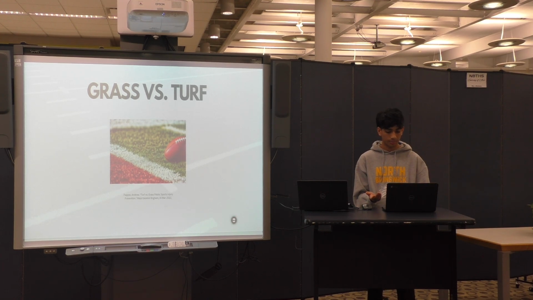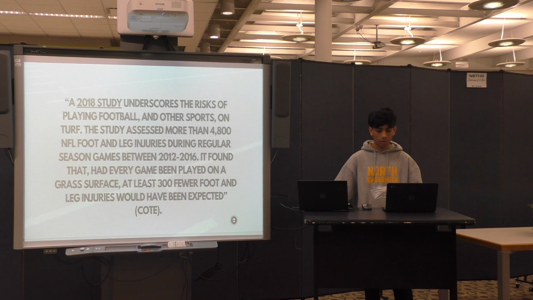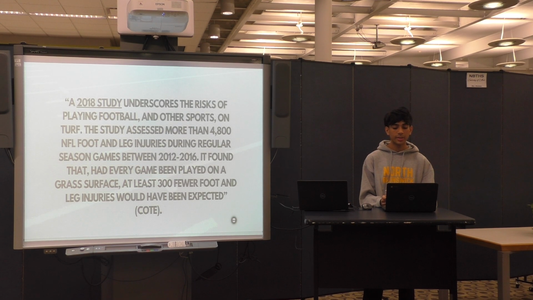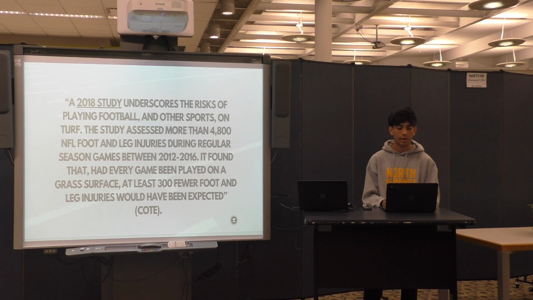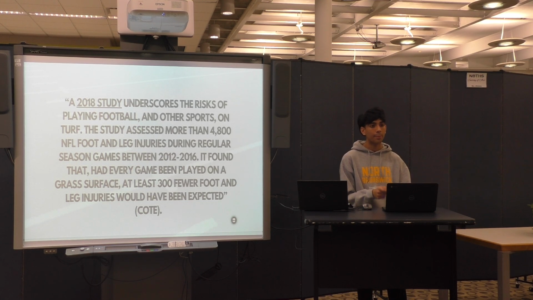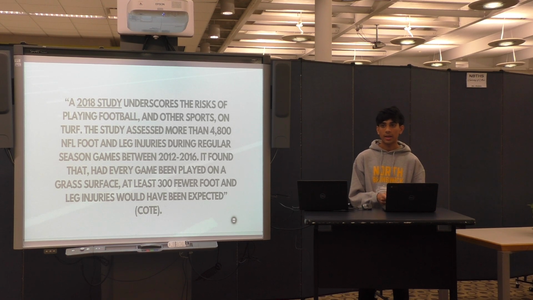It's also been shown from this source that a 2018 study that assessed more than 4,800 NFL foot and leg injuries between regular season games from 2012 to 2016 found that at least 300 fewer foot and leg injuries would have happened if all those games were on grass instead of turf. So this shows that there would have been such a reduction in injuries if these games were instead all played on grass. So there's obviously a big advocacy for grass, and the data shows it.